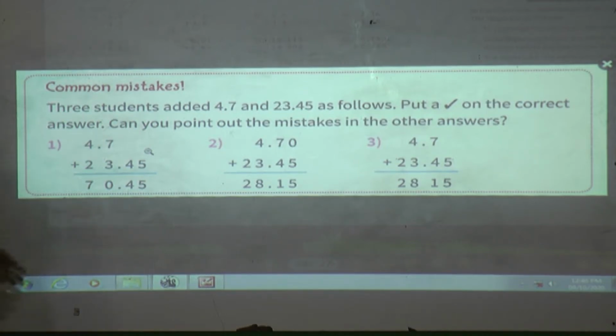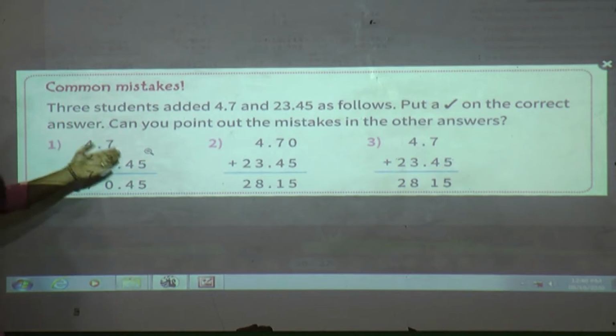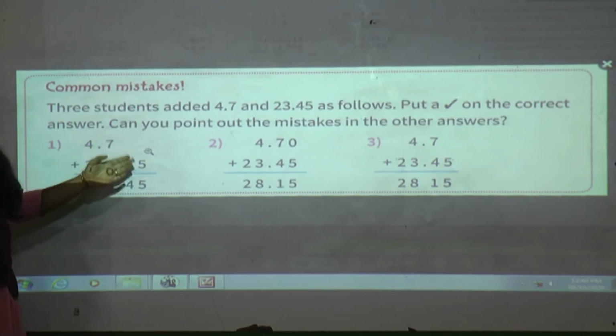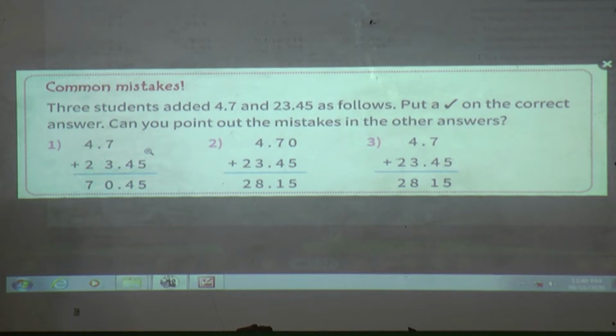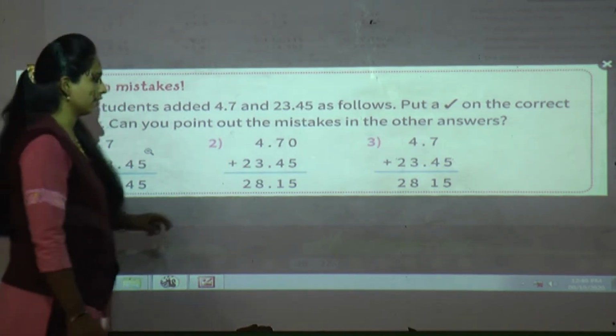Okay, the first student, how has he solved 4.7 and 23.45? See the decimal point: we have to write the decimal points exactly one below the other. But this student, what has he done? He has written the numbers sequentially. He has not seen the decimal point. That's why his addition is totally wrong, isn't it? Understood?